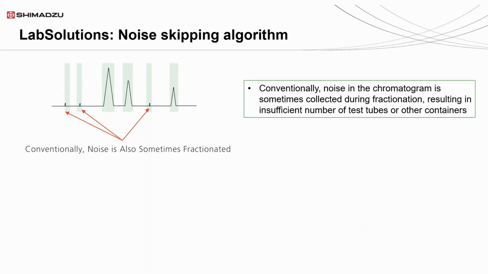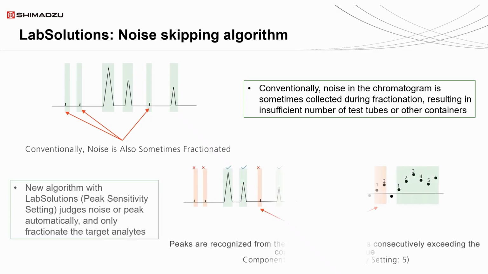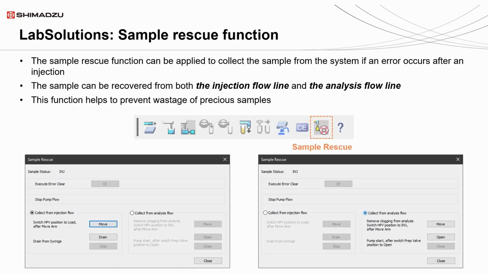Additionally, Shimadzu's noise skipping algorithm will prevent any noise from being detected that can waste fraction tubes and vials. This algorithm can be adjusted through the peak sensitivity setting. Such an algorithm greatly saves chemists time.